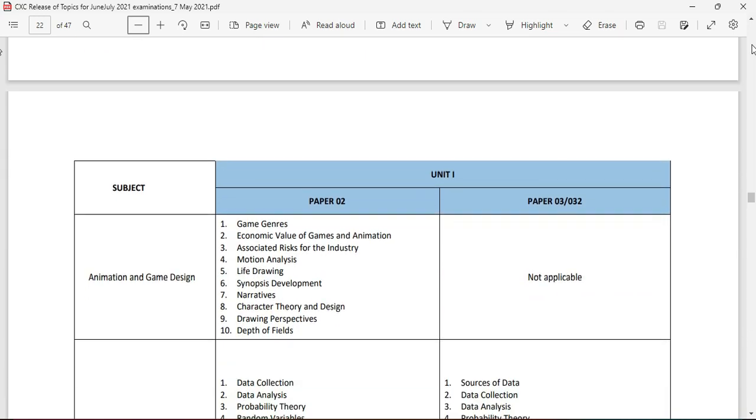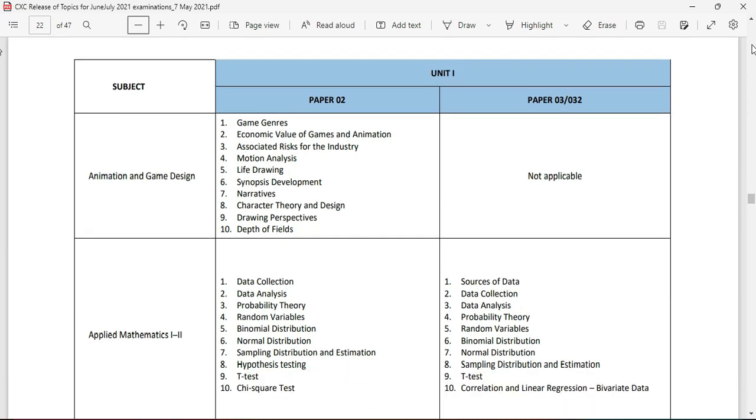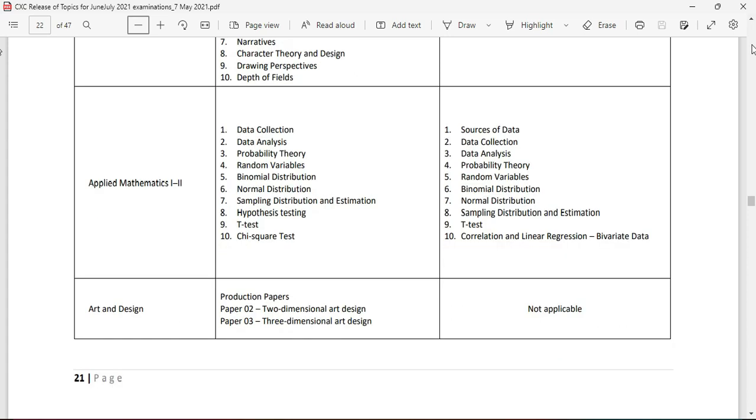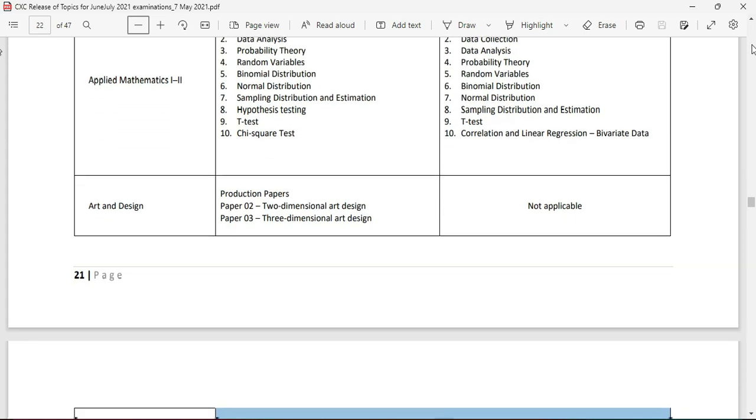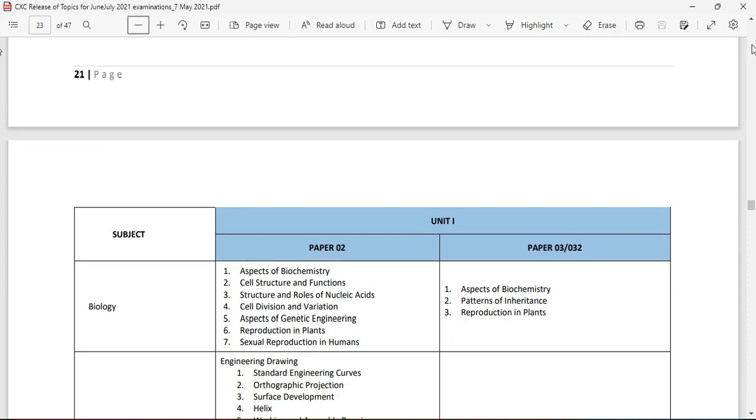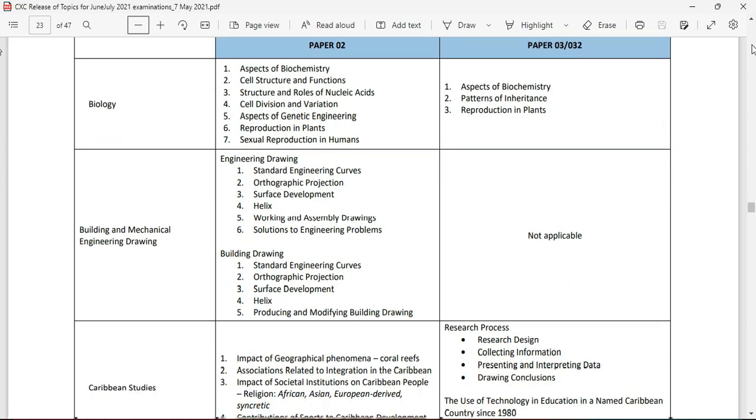So now this is the CAPE section of the syllabus. We have just looked at CSEC. Now we are looking at Unit 1 CAPE, what the broad topics were last year. So if you were with Mr. Wilson last year, then of course you would want to know what the broad topics were there.